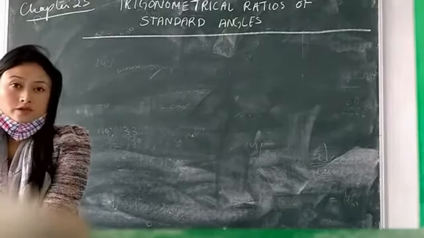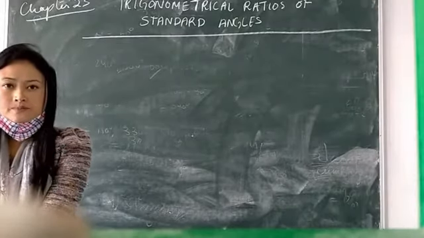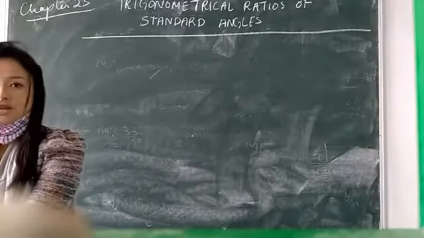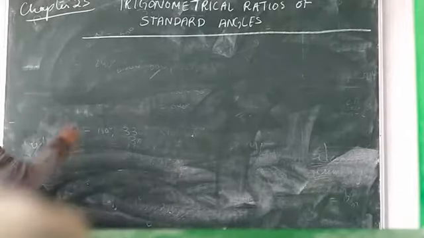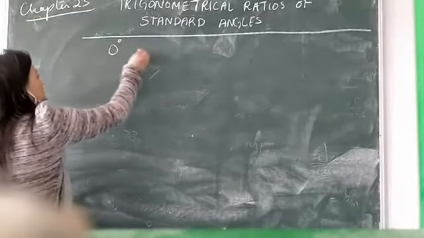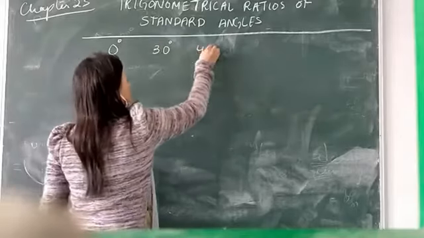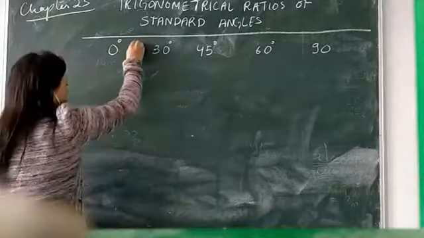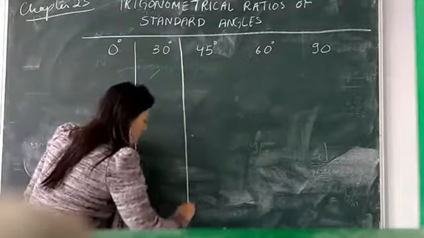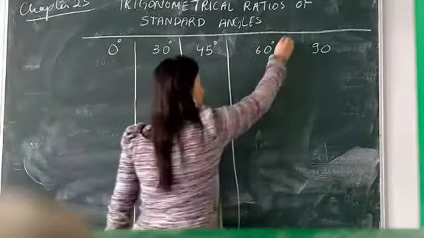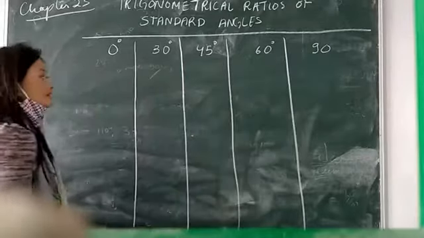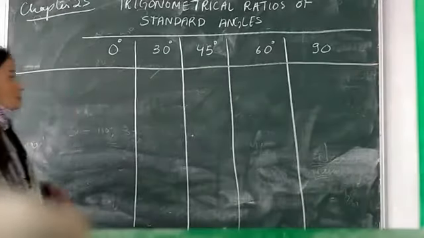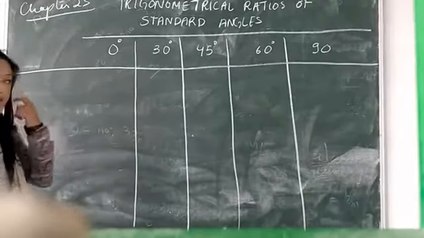Therefore, for standard angles of 0 degree, 30 degree, 45 degree, 60 degree and 90 degree, the values are given there. Sine, we have this for 0 degree, 30 degree, 45, 60 and 90. Okay, we have the values for different ratios. The trigonometrical ratios have different values for different angles, and we only take the standard angles. Okay, not all the angles. We only take the standard angles, which are 0, 30, 45, 60 and 90.